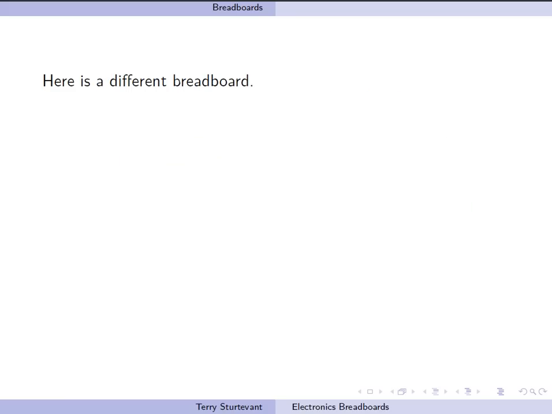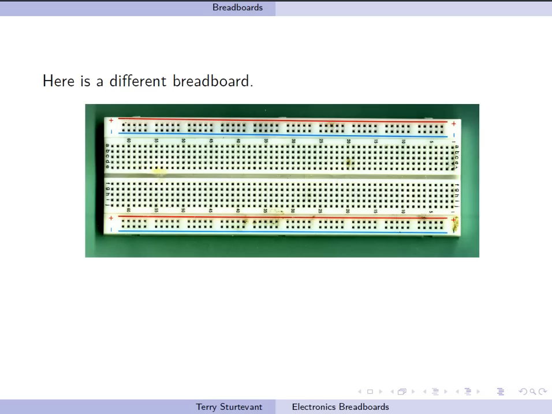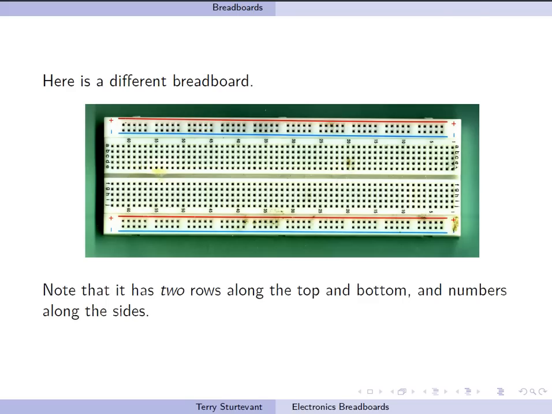Here we have a slightly different breadboard. If we look at it, now we notice that there are actually two lines. One here, and then one here, and one here. You notice two of them are red and two of them are blue.